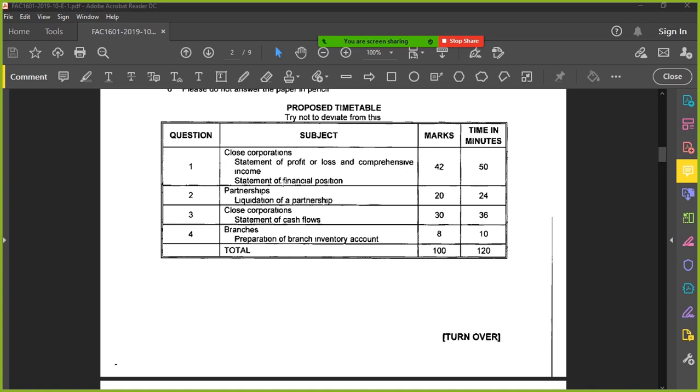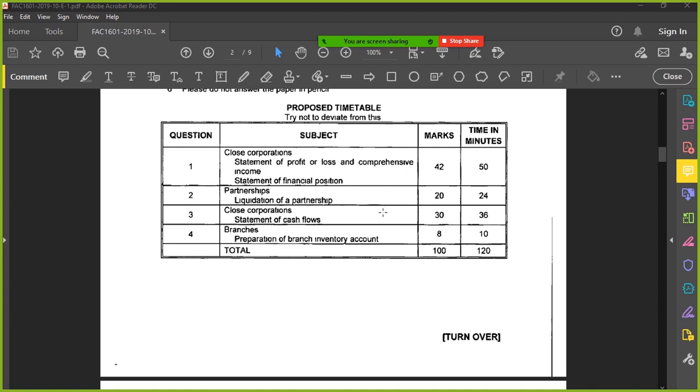You've got a CC disclosure question here, out of 42 marks, 50 minutes. You've got a partnership liquidation question, which could be piecemeal or simultaneous. Then you've got closed corporations, which is a cash flow. And then the last question is the branch, okay, which is 8 marks. So you can decide where you want to start.